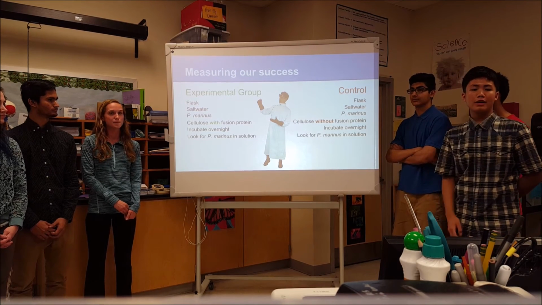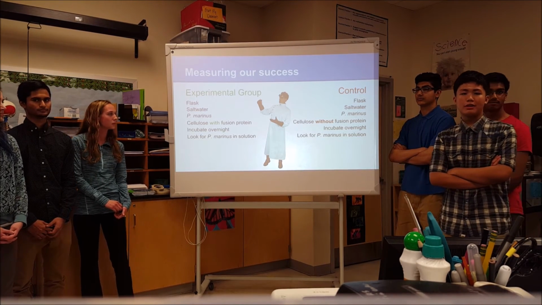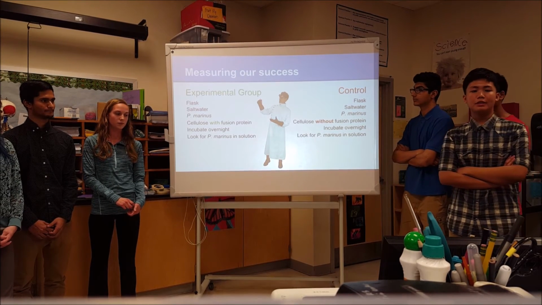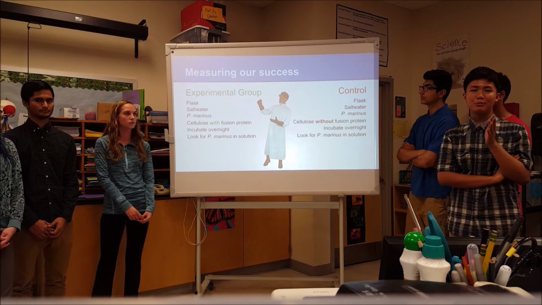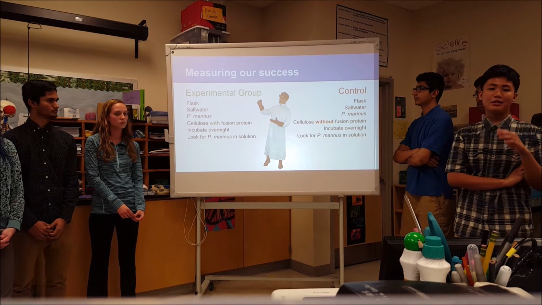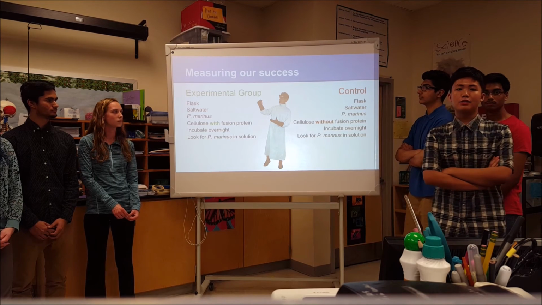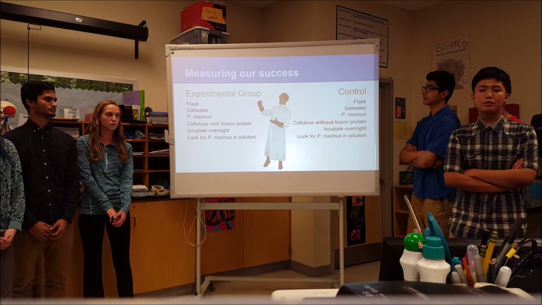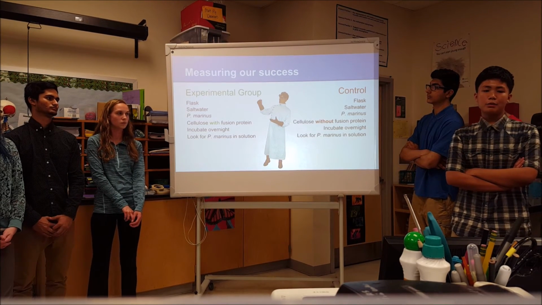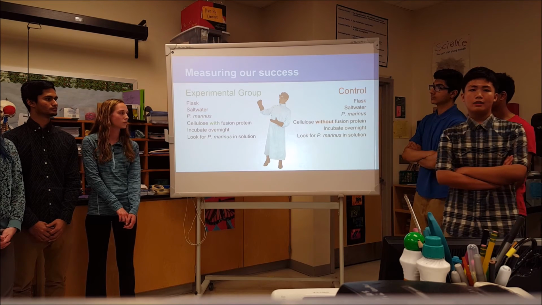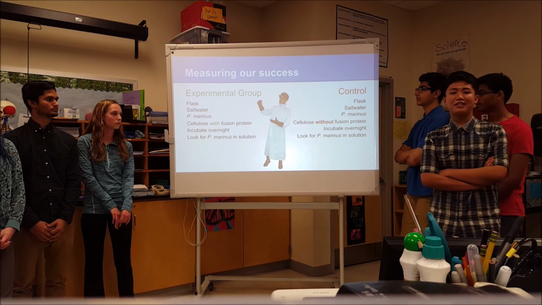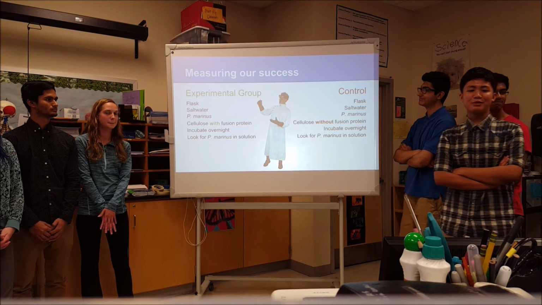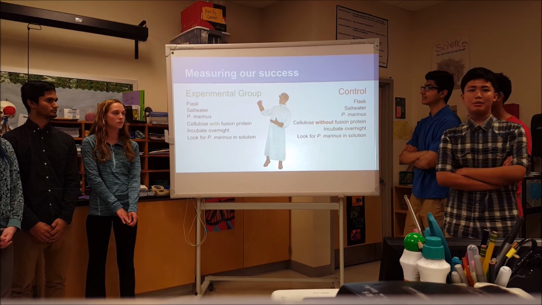When we get the parts to make the fusion protein by the cellulose, we will conduct an experiment where there's an experimental group and a control group. They're both the same, except one has the cellulose with the fusion protein, which is the experimental group, and one has the cellulose without the fusion protein, which is the control group. We will leave them overnight, and the next day we'll spec them and see how much P. marinus there is. The experimental group should have less P. marinus.